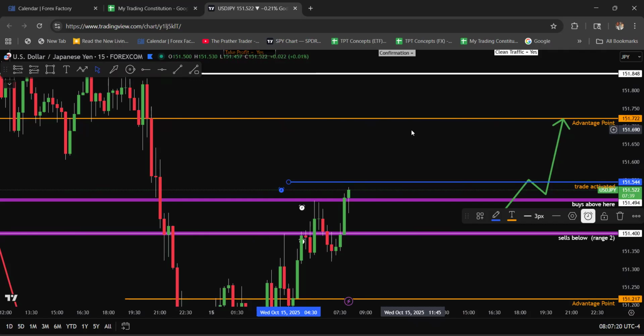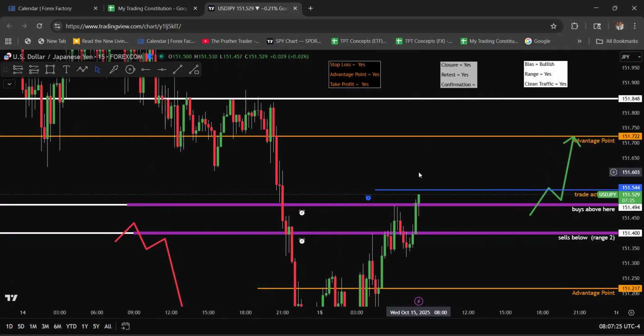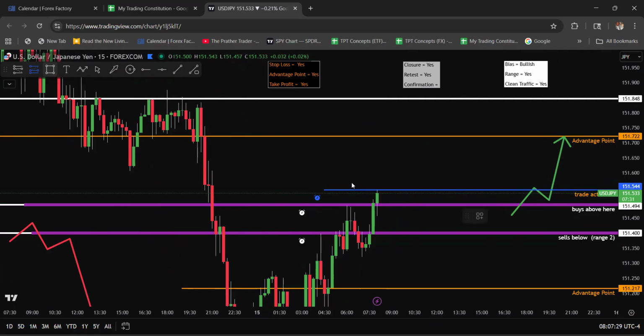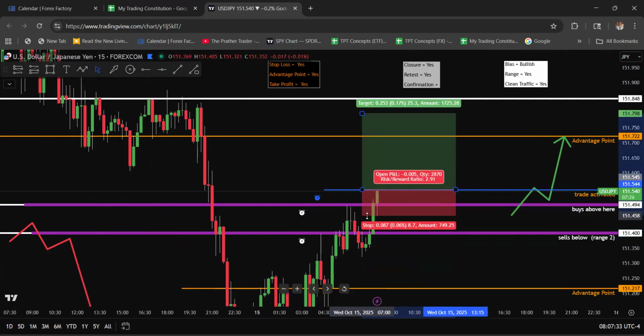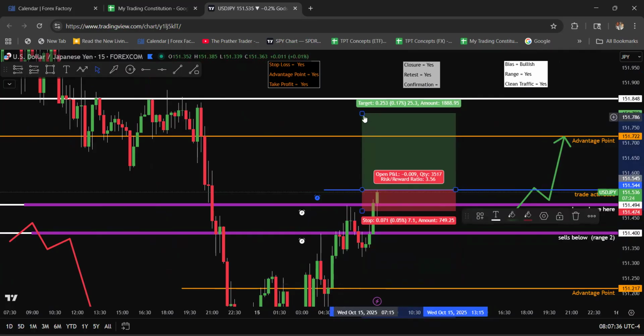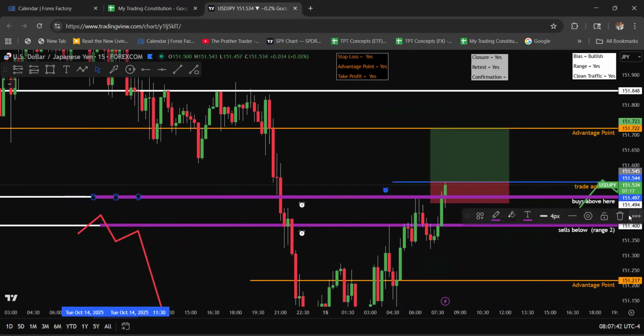Yeah, I had to account for the spread. But yeah, if price pushes above. Okay, well, they spreading me in anyway. All right. Okay, let's see if we can get price to continue pushing up. Stop loss be back here in the range. The advantage point. Full TP would be up there. All right.